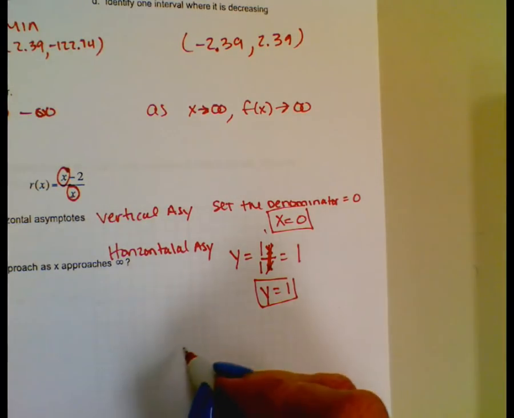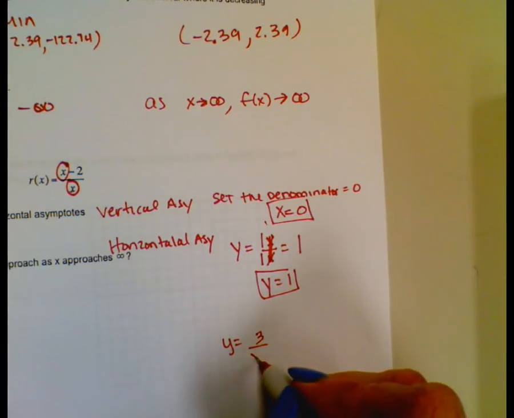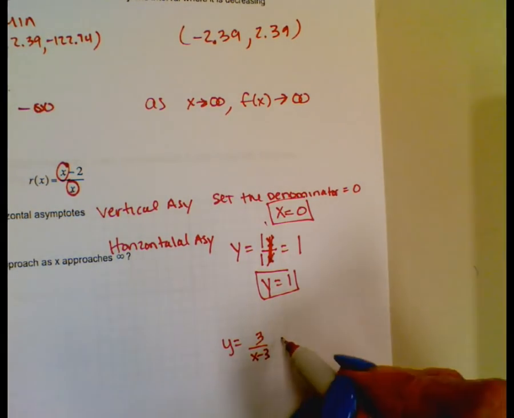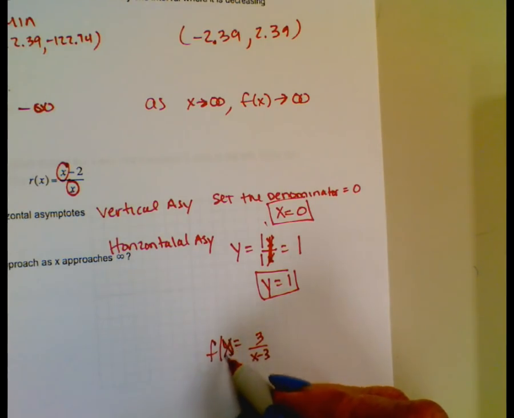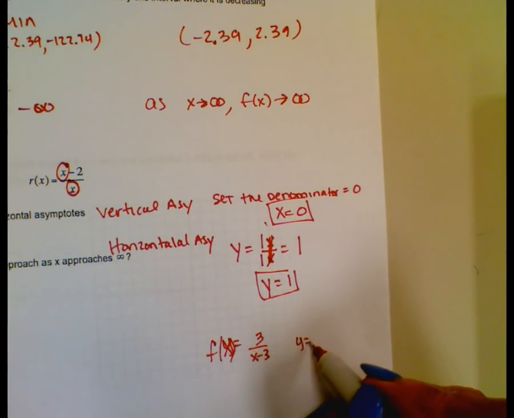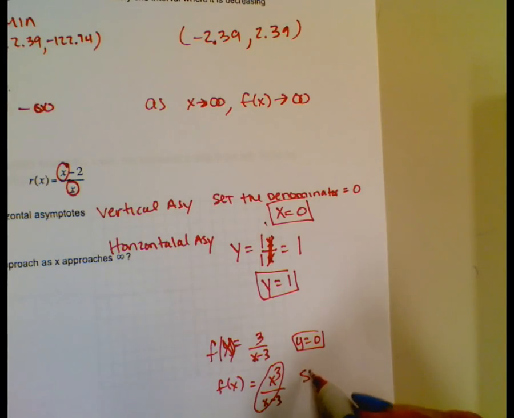Do you remember what it was if it was something like this? Y equals 3 over x minus 3. If that was your problem, say f of x, not y, your horizontal asymptote would have been 0 because there is no x in the top. So it's smaller in the top than the bottom, and it was just y equals 0. And do you remember what happened if it was something like this? If it's higher degree in the top, it was a slant asymptote. Remember all that good stuff?